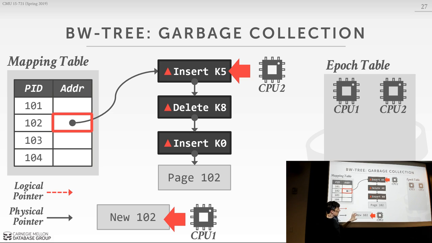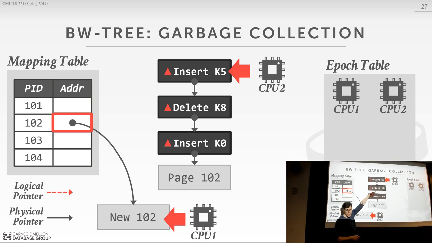It gets registered too. So now I do my compare and swap on this page here. This thing is now fully installed. Any other thread that comes in after this epoch will see this. It won't see this. But I don't know where thread 2 is. I don't know what it's looking at, whether it's looking at this delta chain or at another part of the tree. I don't know, and I don't care, because I don't want to track its fine-grained access. I'm just saying it's in this epoch, and that's good enough.